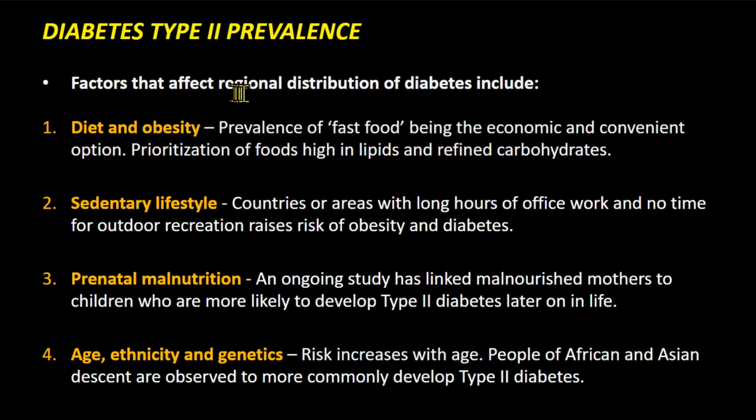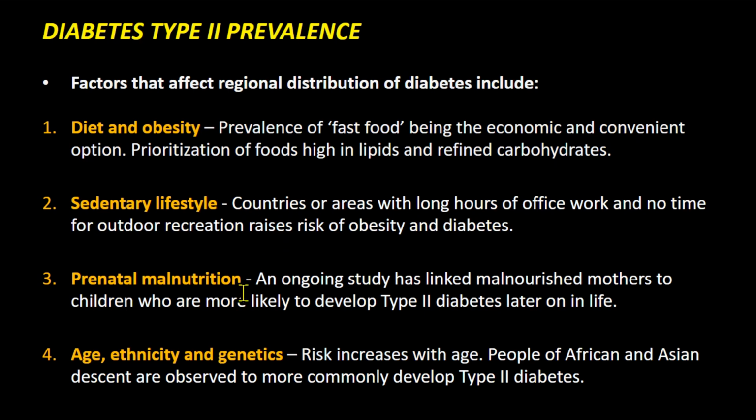So factors that affect the regional distribution of diabetes, especially diabetes type 2, include: 1. Diet and obesity. So the prevalence of fast food being the economic and convenient option, prioritization of foods high in lipids and refined carbohydrates. So for example, in Trinidad, we have plenty doubles here that could lead to obesity and eventually diabetes. 2. We have sedentary lifestyles. So countries or areas with long hours of office work and no time for outdoor recreation raises risk of obesity and diabetes. Also, you have the advent of technology, which means a lot more indoor than outdoor activities nowadays.